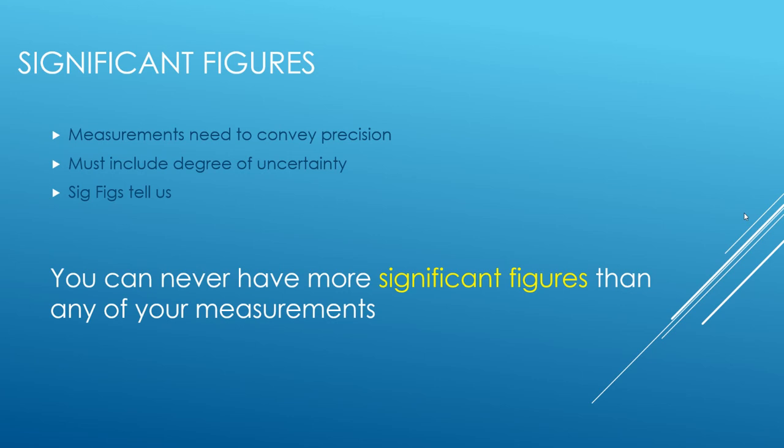Now, things start to get a little dicey when we add calculations into the mix. You've probably noticed that a calculator will spit out as many numbers as will fit on the screen. Are all of those significant? Probably not. One key thing to remember is that you cannot have more significant figures in your calculated answer than you do in any of your measurements. This makes sense, really, right? Your measurements can't magically become more precise just because you used a calculator. So how do you know how many significant figures we have in a given calculation? Well, there are some rules.